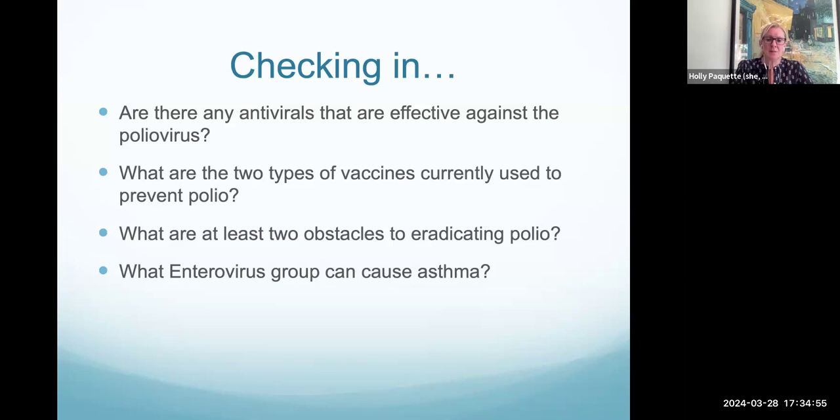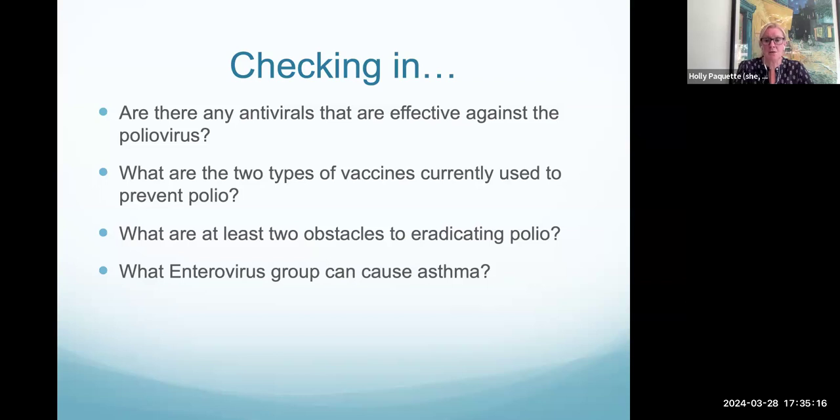What are the two types of vaccines currently used to prevent polio? The first is the IPV, which is the inactivated polio vaccine that is injected. The second is the OPV, which is the oral polio vaccine, which is a live attenuated vaccine that is ingested.